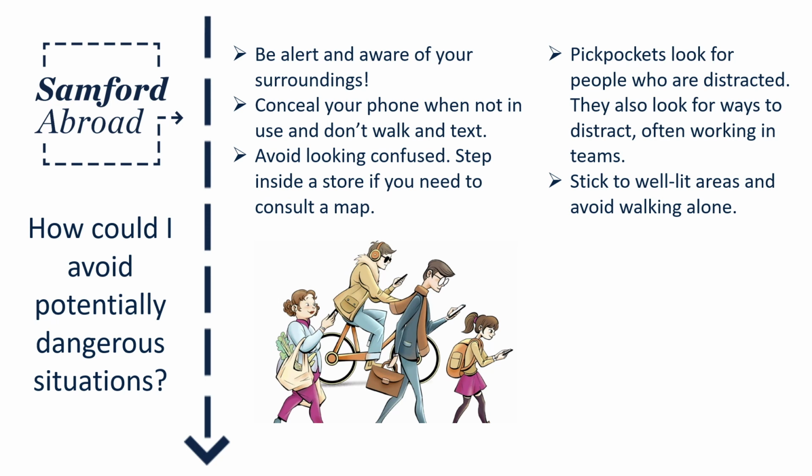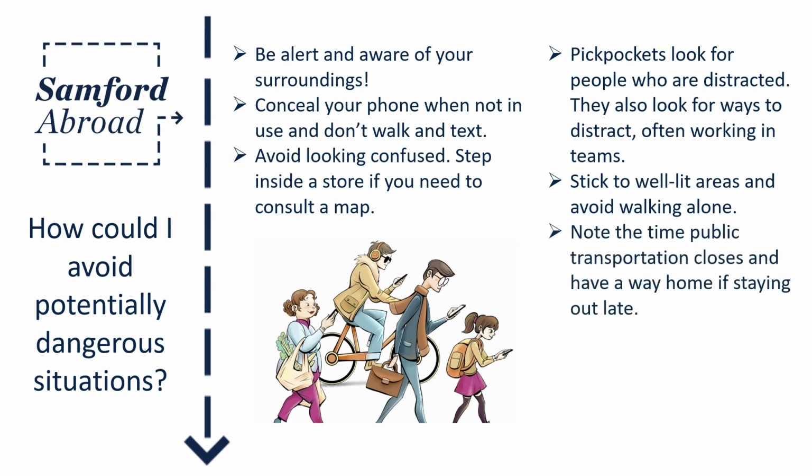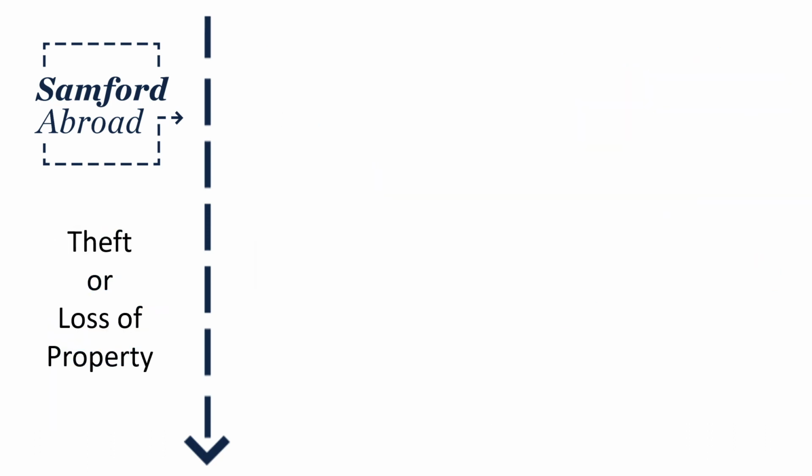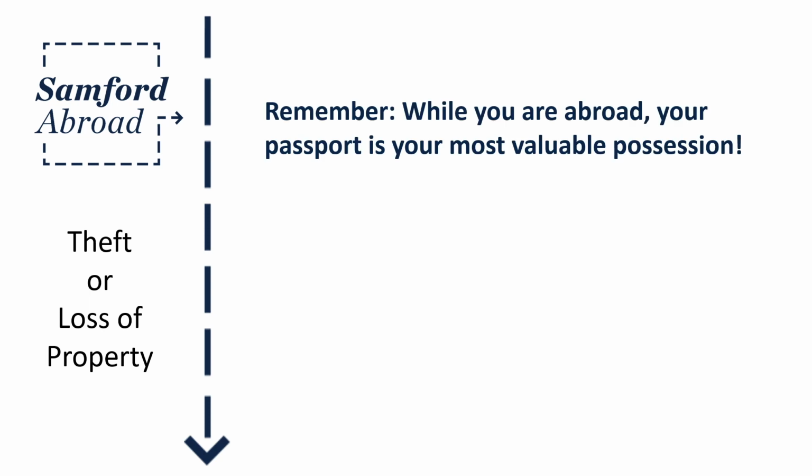Stick to well-lit areas and avoid walking alone when possible. Be sure to note the time public transportation closes and have a way home if you're going to be staying out past that time. Use Uber or a licensed black cab if you're in London, and don't let a stranger direct. Despite all of our precautions, theft or loss of property is a potential issue.